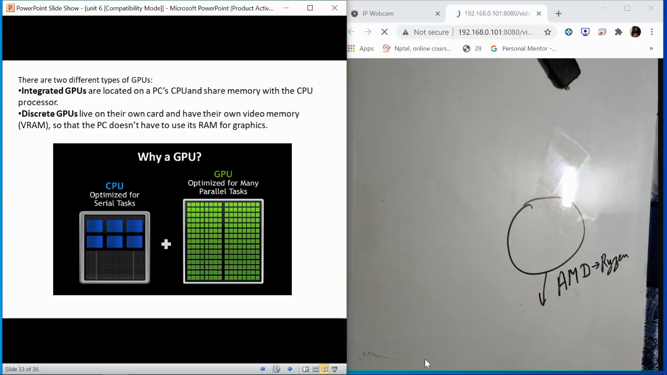Then we have discrete. In discrete, there is a dedicated memory for graphics, and generally these are different devices from the CPU. The CPU is in one place and the GPU is in a separate place. The GPU is only performing graphic intensive tasks, and there is a dedicated memory for the GPU. You might have a 2 GB graphic card, 4 GB, or 6 GB. It depends upon your intensity of use, what kind of applications you want to run on your computers.